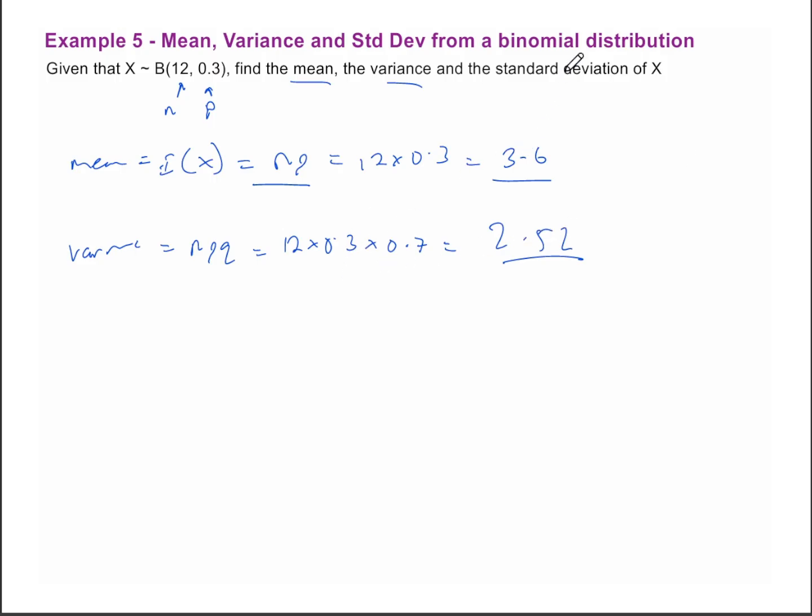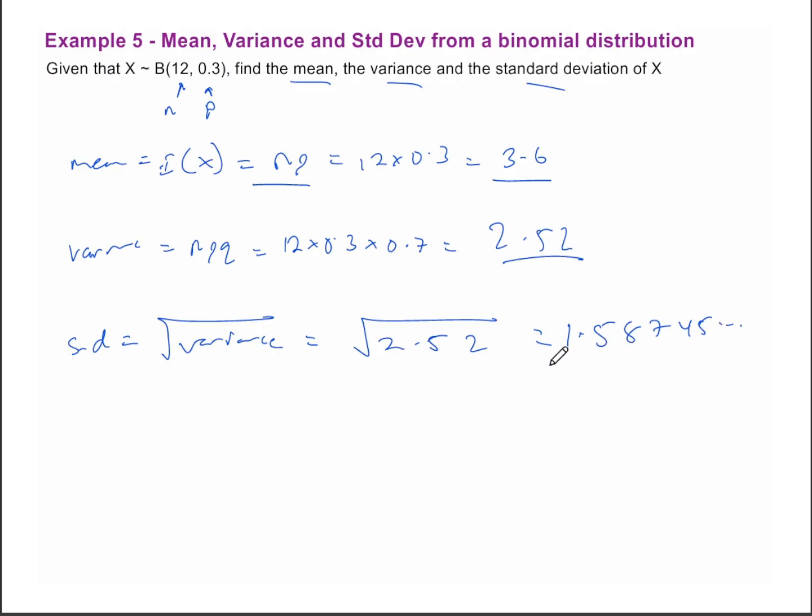Finally, standard deviation. We always have that the standard deviation is just equal to the square root of the variance, which in this case is the square root of 2.52, which is just 1.58745 and so on. And in three significant figures, this just gives us 1.59. That's going to be our standard deviation. That's going to be our variance. And that's going to be our expected value for our discrete random variable x.